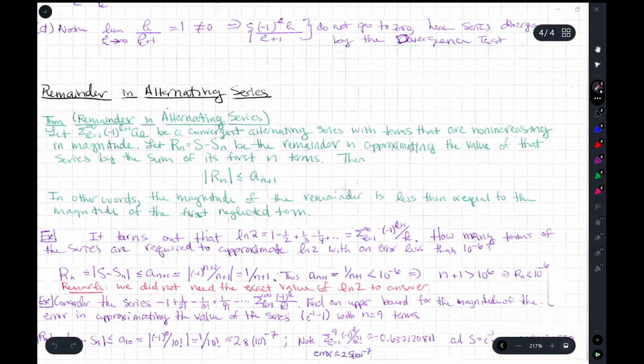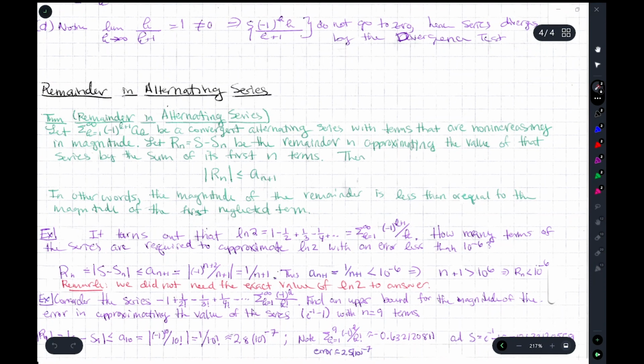Okay. So R9 here is equal to S minus S9. So over there you'll see an S minus S9. That's going to be less than or equal to the next neglected term, right? A sub 10. So taking the absolute value of the 10th term, again, we really didn't need that minus 1 to the power of 10 there. We're taking the absolute value. That's 1 over 10 factorial, which is about 2.8 times 10 to the minus 7. And so that's the upper bound on our error. Okay, we're done with the problem.